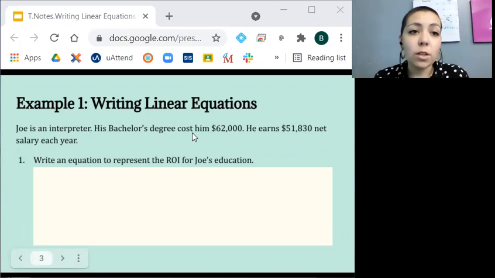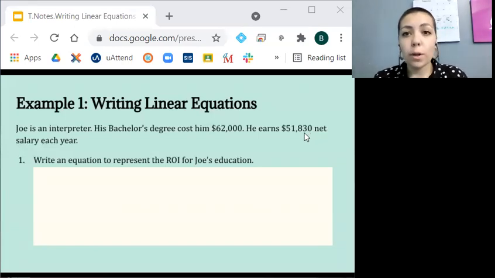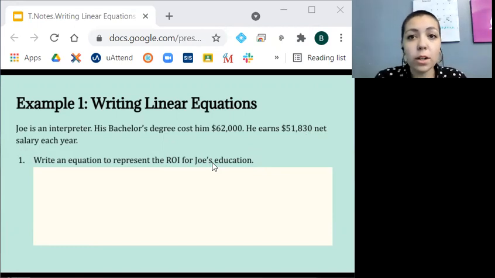His bachelor's degree cost him $62,000 and he earns $51,830 net salary each year. So he already went in, put his gross salary into a calculator, found out what his net salary was going to be after taxes. And we're going to write an equation to represent the return on investment for Joe's education. Now for this, we're not going to do anything super complicated. We're just going to write a simple linear equation.